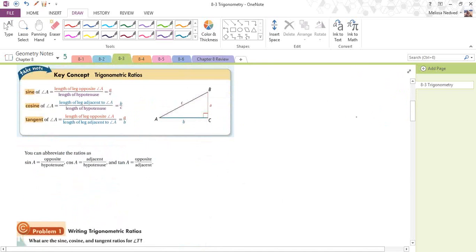So, sine of an angle is equal to the length of the opposite over the length of the hypotenuse.